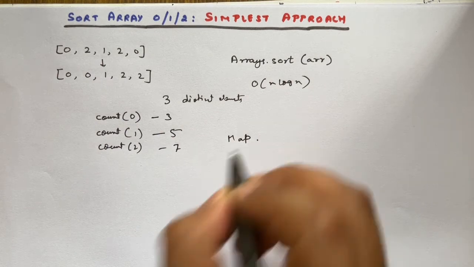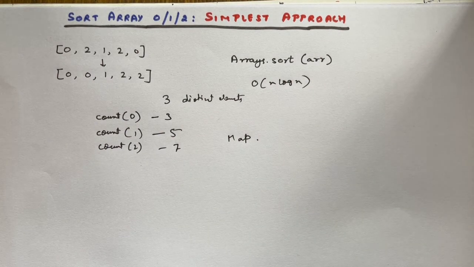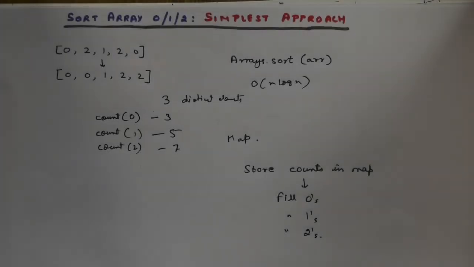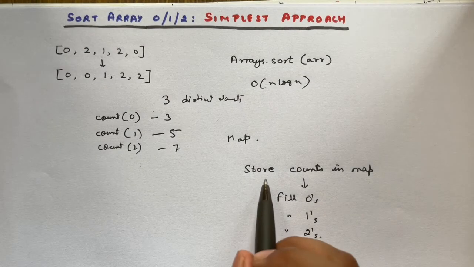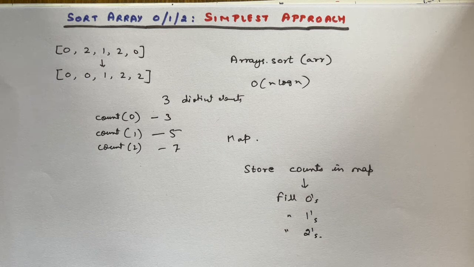Map, right? So we can use a map here to store the counts of different elements in our array. We can also use variables here since these are just three, so we could just have used three variables. But let's go ahead with the map so that we learn the concept as well. So what will our approach look like? We'll first store all the counts in the map, then we'll fill all zeros, then we'll fill all ones, and then we'll fill all twos.